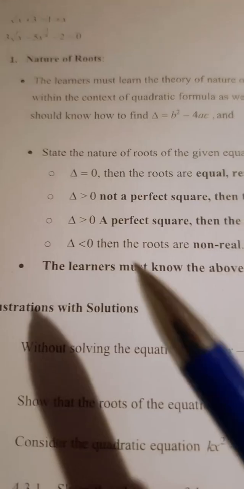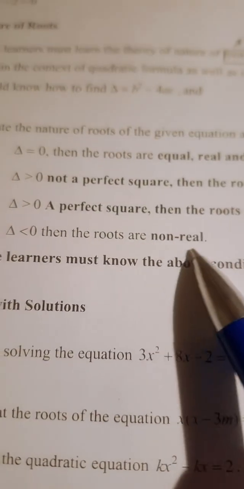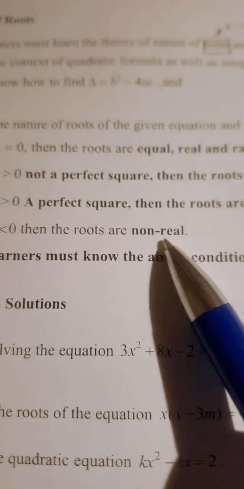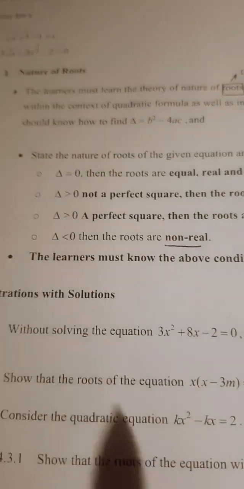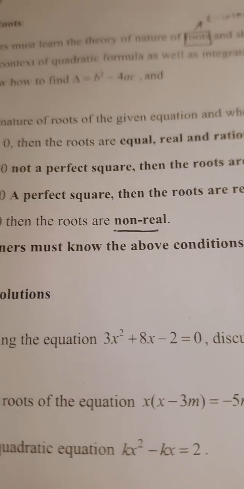Moving straight through. When delta is less than 0, what do we know? We know that the roots are non-real. When delta is what? Less than 0. We know that the roots are non-real. There's only one basic, straightforward conclusion. When delta is less than 0, the roots are clearly just non-real.